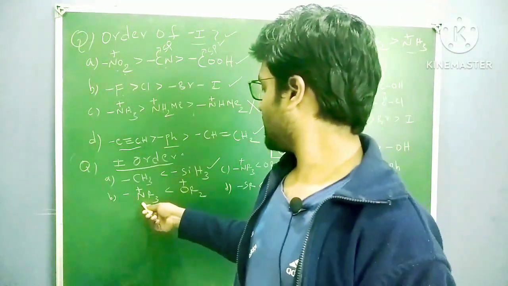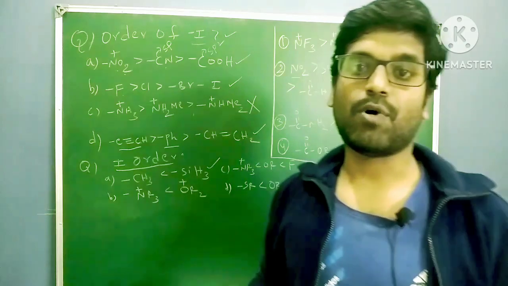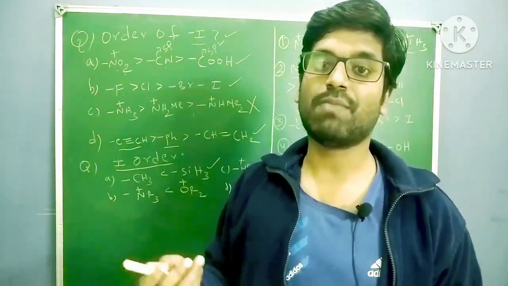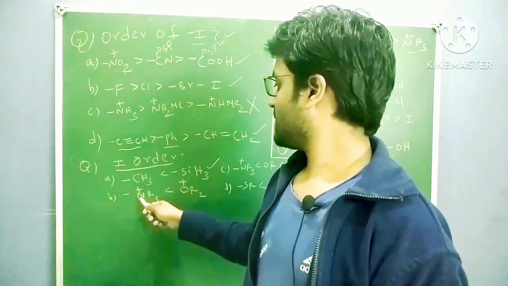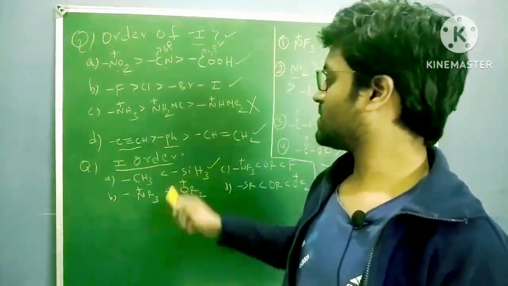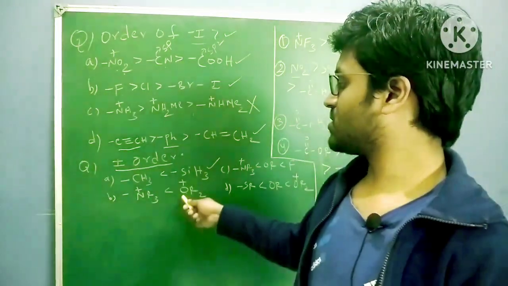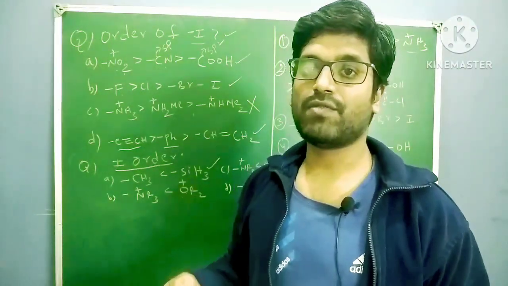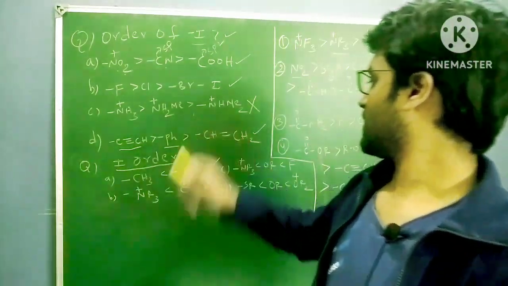Next one, NR3+, OR2+. We have positive charge on the atom. That means positively charged atoms will always show minus I. So you have to compare the minus I order here. In the minus I order, this nitrogen has plus charge, and oxygen has plus charge, so we can't decide on that basis. Now here nitrogen, here oxygen. Oxygen is the more electronegative atom. Whenever we have a more electronegative atom, more minus I. So this is also the correct option.